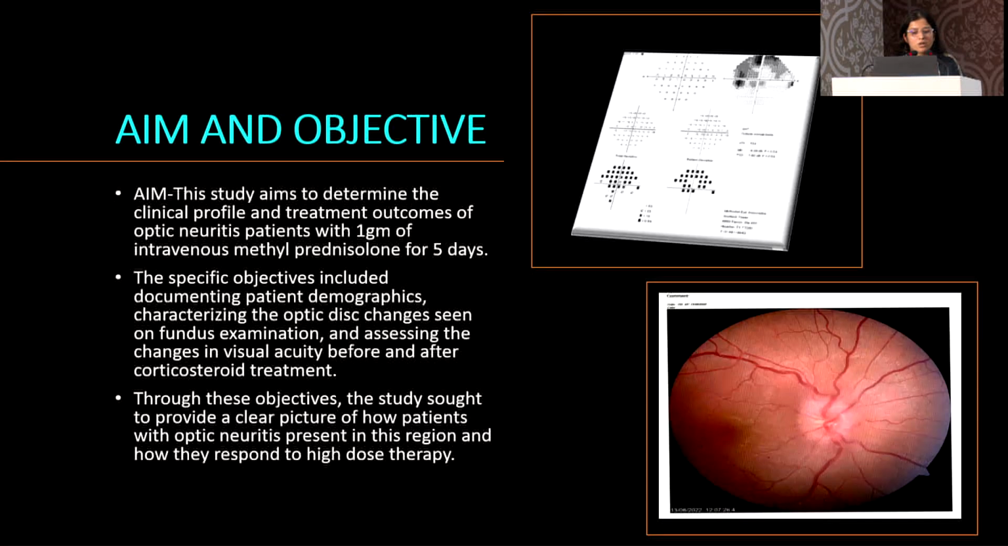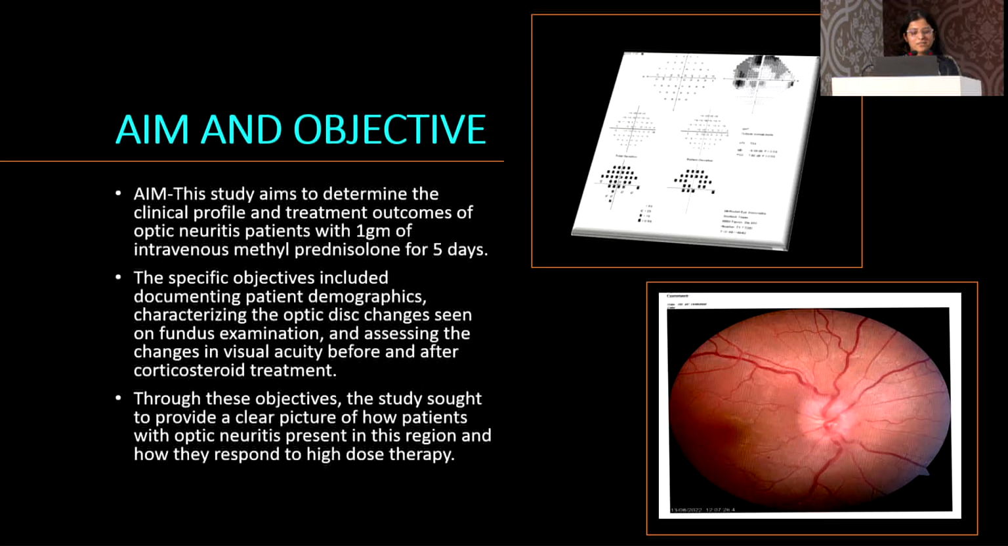The aim and objective of this study was to determine the clinical profile and treatment outcomes of optic neuritis patients with 1 gram of IVMP for 5 days. The specific objectives included documenting patients' demographics, characterizing the optic disc changes seen on fundus examination, and assessing the changes in visual acuity before and after corticosteroid treatment.